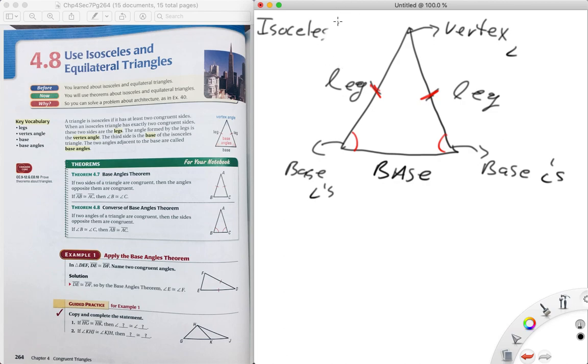Isosceles triangles have two congruent sides and two congruent base angles. The side that connects the two base angles, in between, is called the base. The sides that are congruent to each other are called the legs, and then the non-base angle is called the vertex angle.